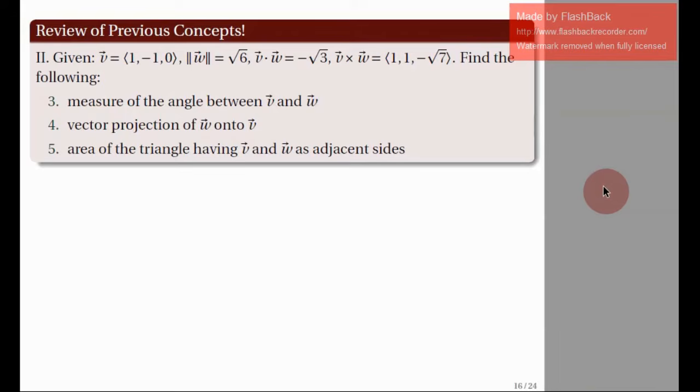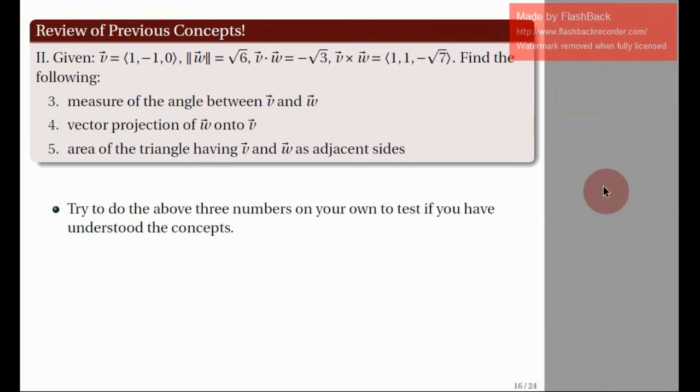To test if you have understood our discussions a while ago, please try to do these numbers on your own. Again, the solutions for these are similar to the previous items that we did. In number 3, finding the angle measure between these two vectors, you just let theta be the angle between them. And we learned that there is some expression equal to the cosine of that theta involving the dot product between them. So I hope you know what that is.